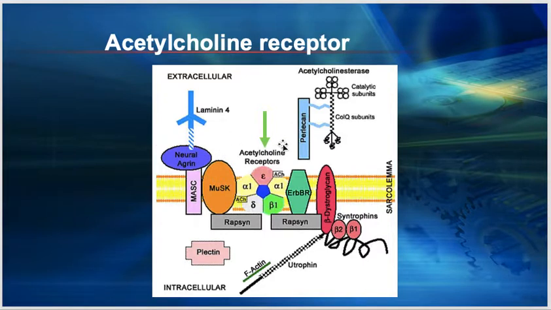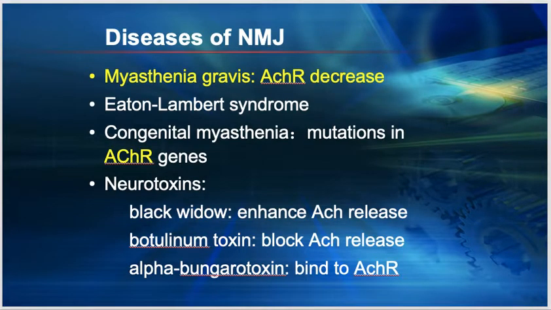Here, in Guyton, they did not explain in so much detail, but this one shows how the acetylcholine receptor looks. Anyhow, we are going to study conditions now: myasthenia gravis. I will talk a little about Eaton-Lambert syndrome, and there are certain neurotoxins, like those present in the black widow, which enhances acetylcholine release, and botulinum toxin. Nowadays there is botox injection, which blocks acetylcholine release, and then there is alpha-bungarotoxin, which binds to the acetylcholine receptor.